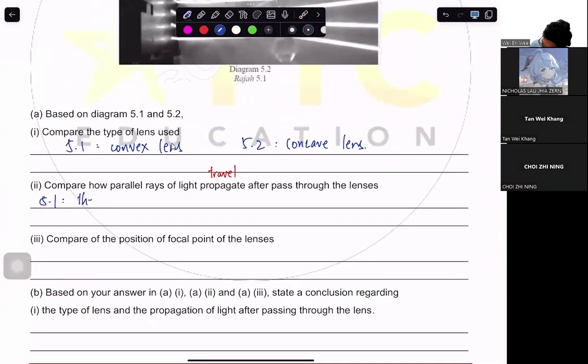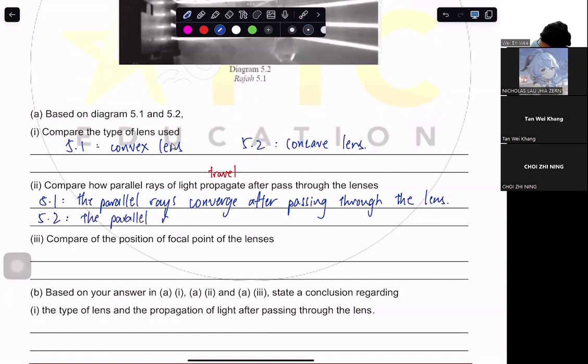5.1, the parallel rays converge after passing through the lens. And then for 5.2, the parallel rays diverge after passing through the lens. We don't need to write it all out. We save time. We are not here to learn how to copy. We're just here to learn how to answer questions only.